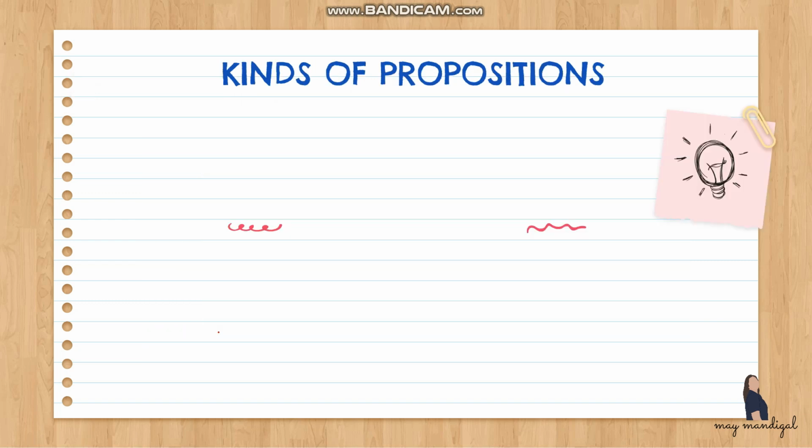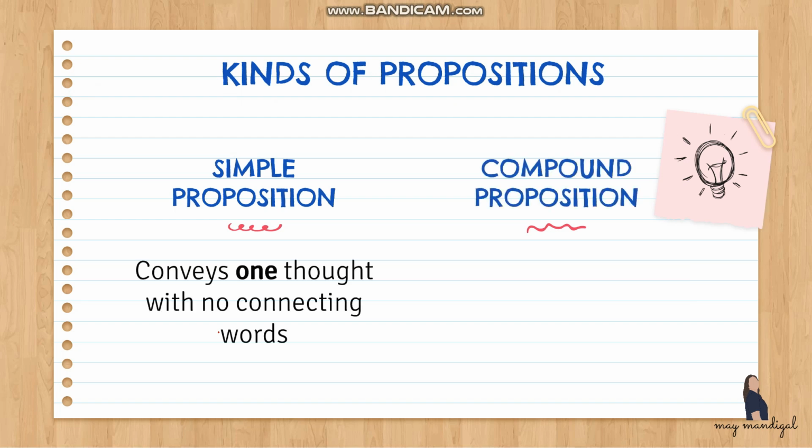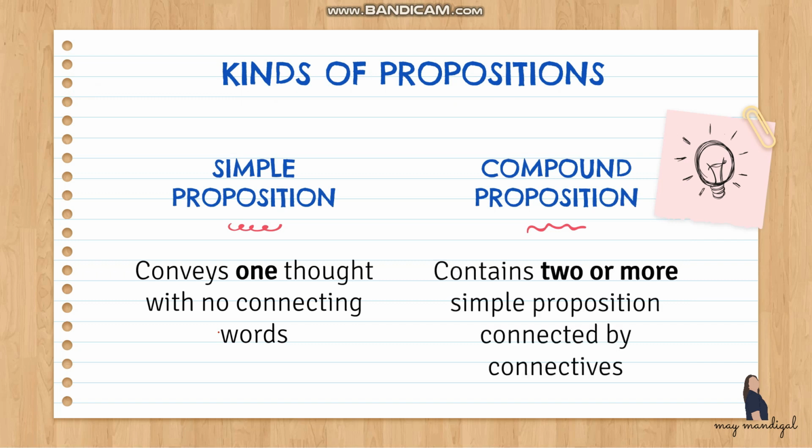Now, there are two kinds of propositions. First is the simple proposition, and then we have the compound proposition. A simple proposition conveys one thought with no connecting words. Whereas a compound proposition contains two or more simple propositions connected by connectives. So what are the connectives that we are using? We can have and, or, if then, if and only if, and any other forms.